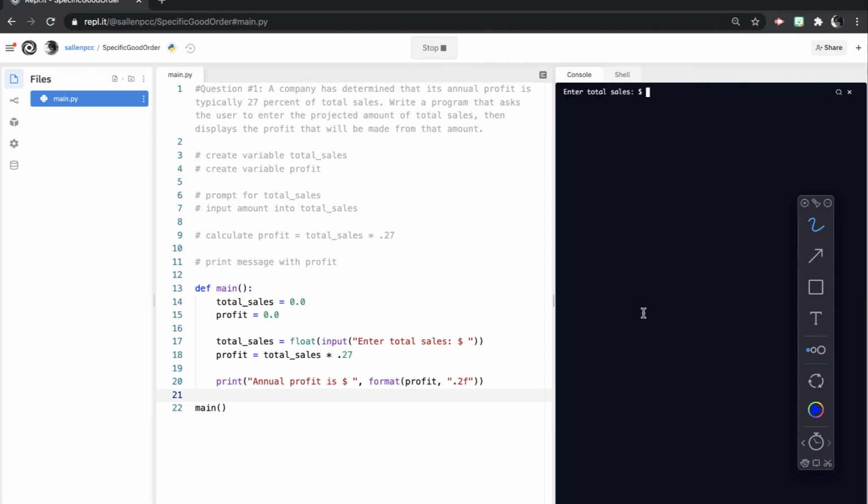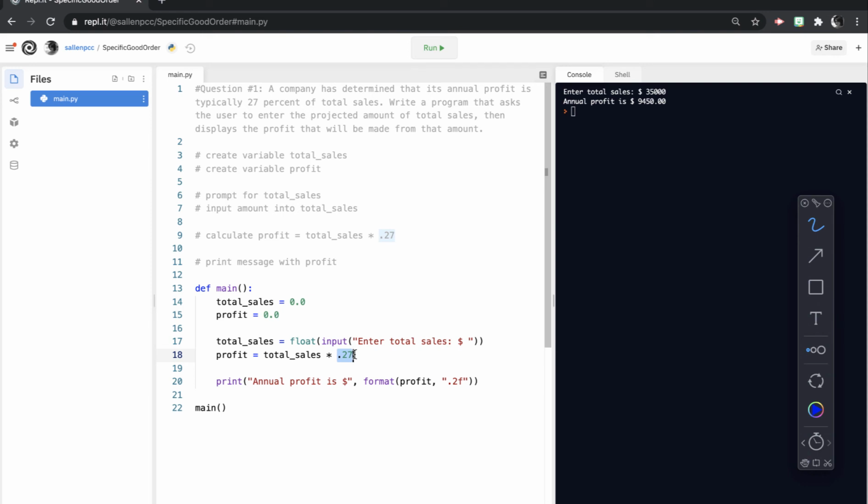And I'm going to use that number that I used to walk through my algorithm, because then if I get the answer 9,450, I know I did it correctly. So I'll do 35,000. And it says the annual profit is 9,450. So that looks correct. And I probably want to take that extra space out and try that again. And 9,450. And I'm done.